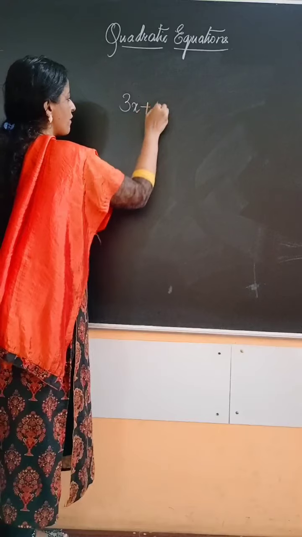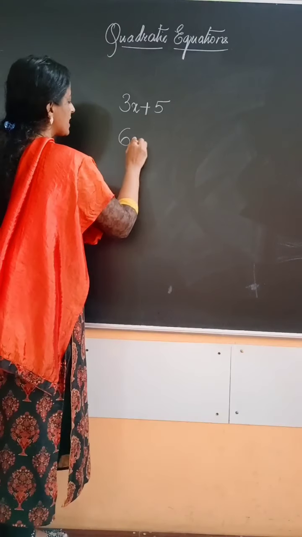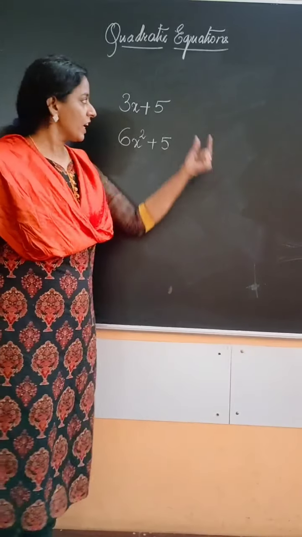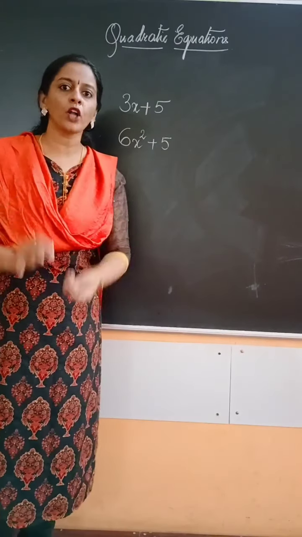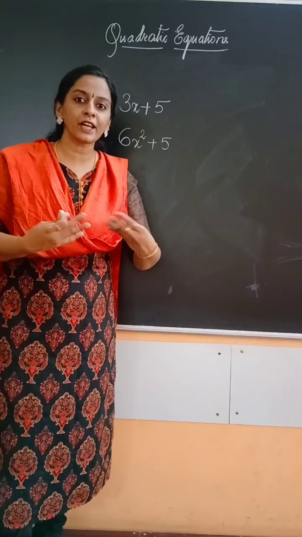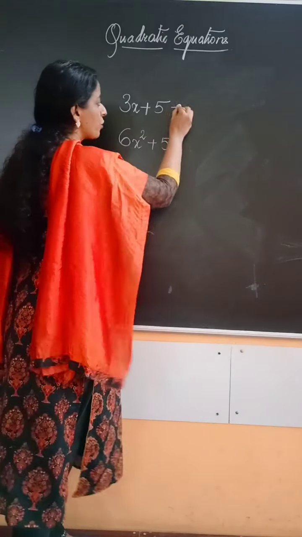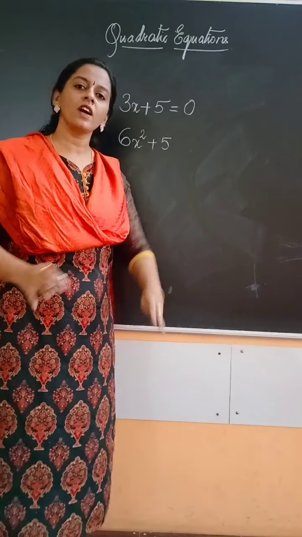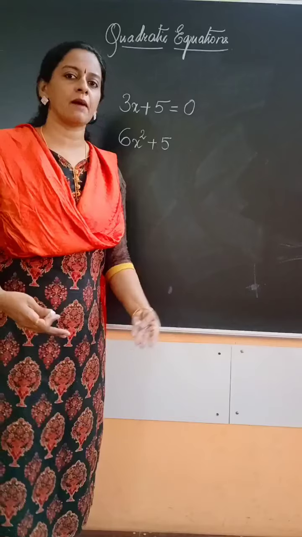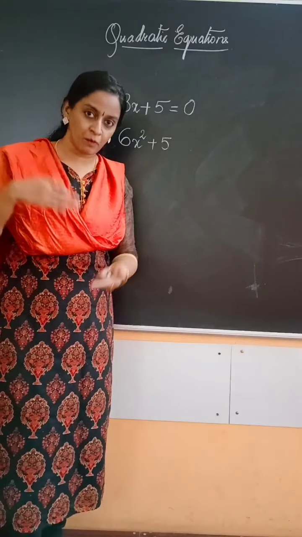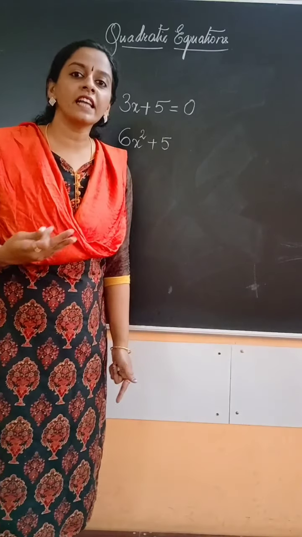3x plus 5, 6x squared plus 5. Okay, these two are polynomials. They are not equations. When will it become an equation? When you equate it to any number. Here I have taken 0. When you equate it to any number, it will become an equation. If you see an equal to sign in the polynomial, then it becomes an equation.